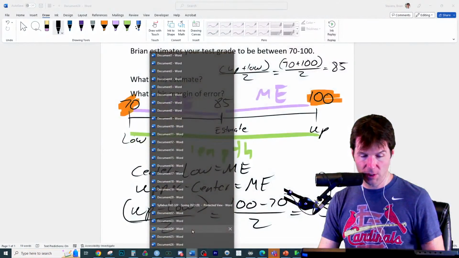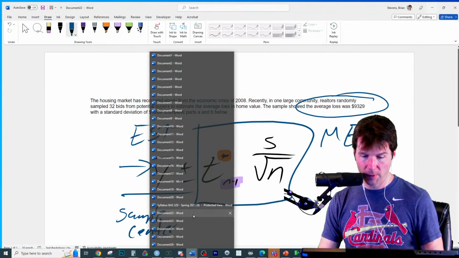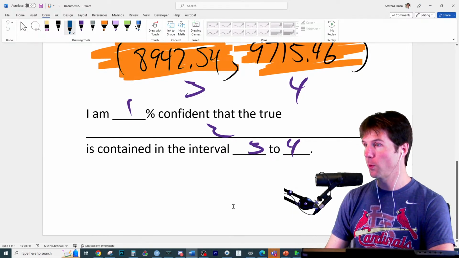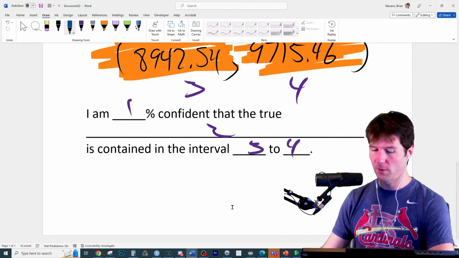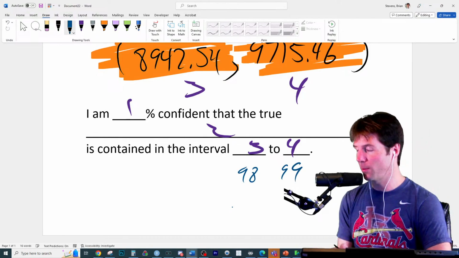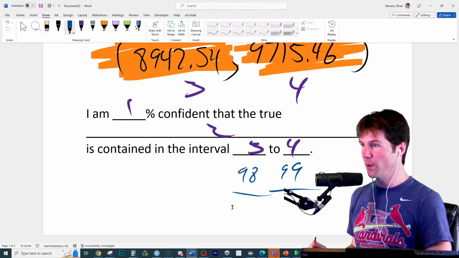Once again, we can go to one of our sheets where we've written out some confidence interval interpretations where we wrote "I am blank percent confident that the true blank is contained in the interval blank to blank." So what were we trying to estimate? We had 90% confidence, and we'll say our interval is something like 98 to 99. Put in the real numbers, but we'll pretend those are the numbers.